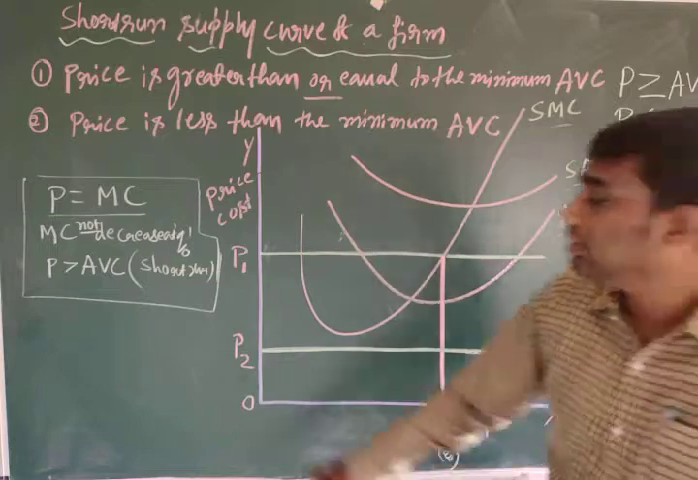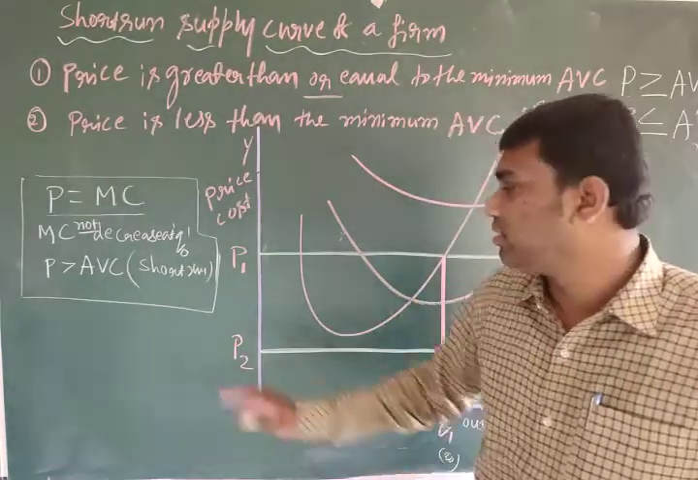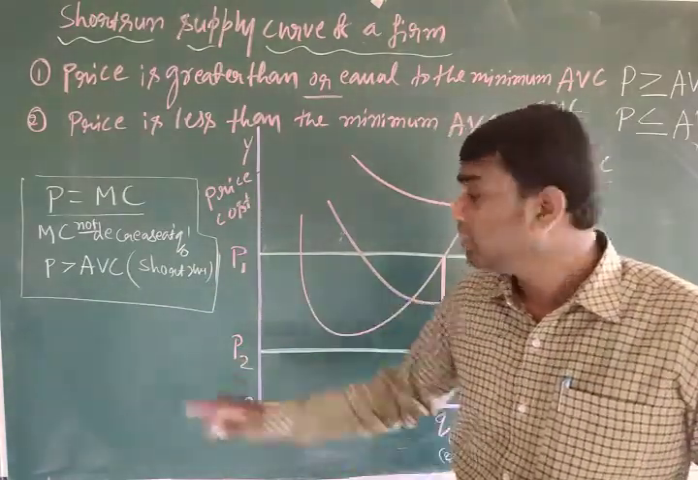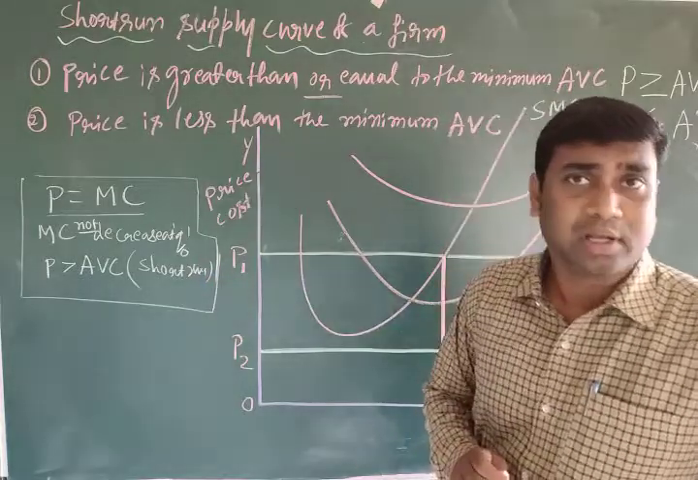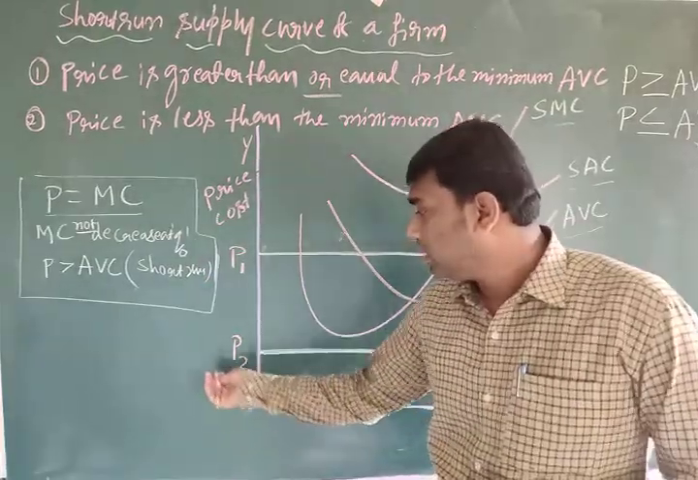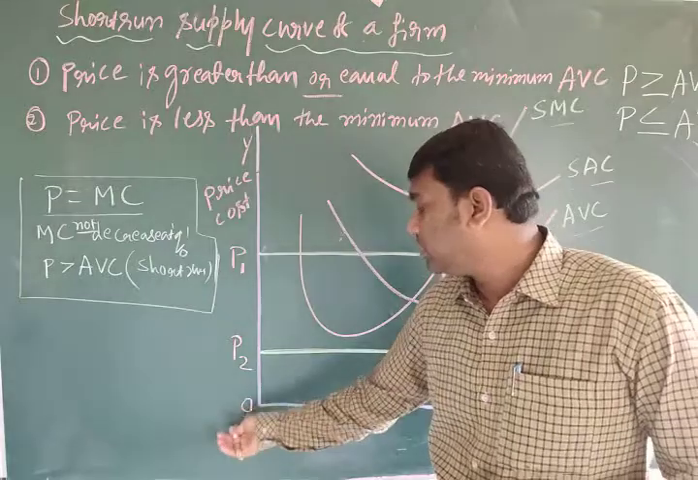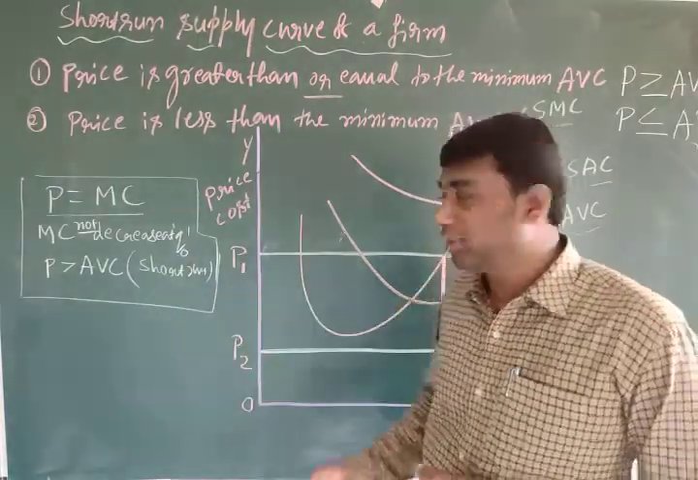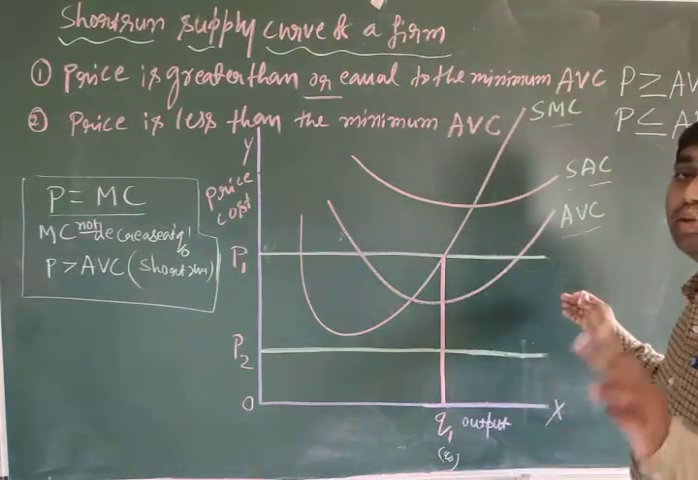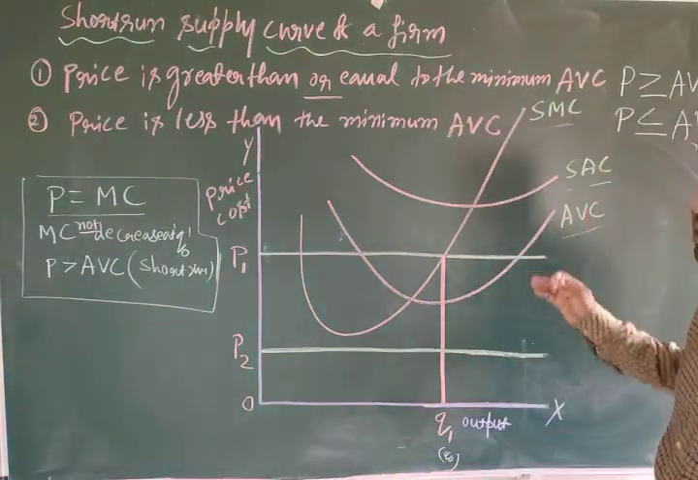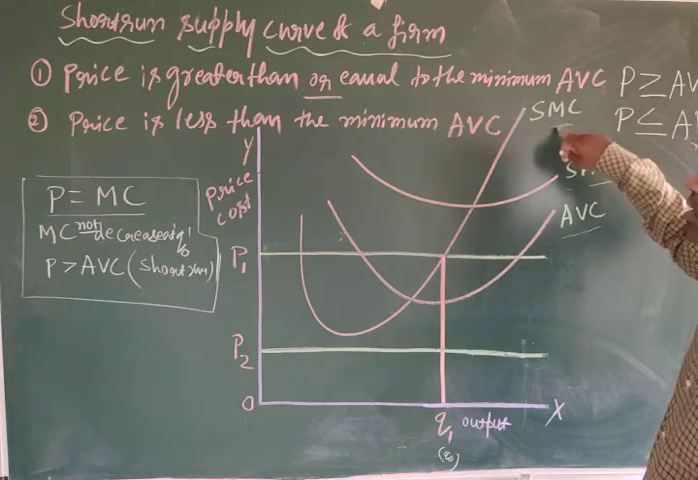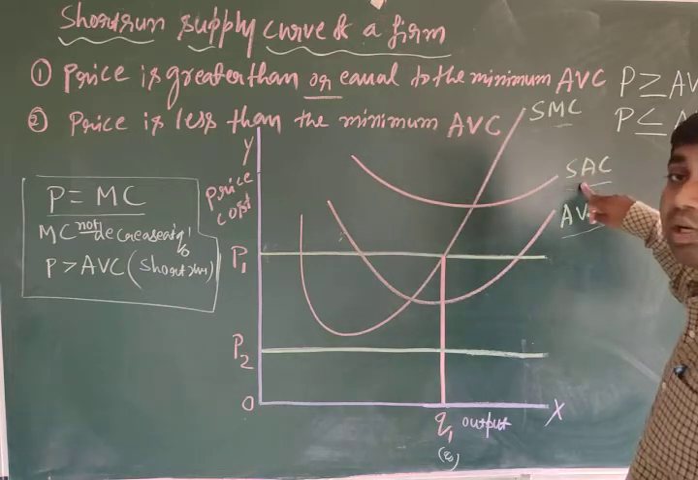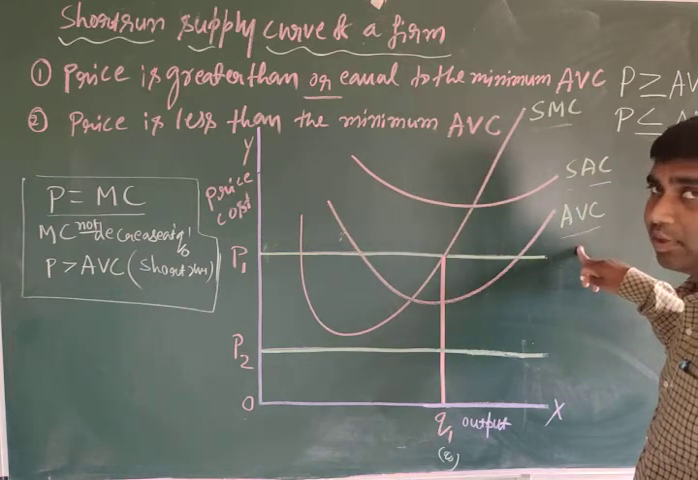Just imagination. This is 5, this is 10. This is decreasing, this is increasing. Right? This is 0, this is 1, this is 2, this is 0, this is 5, this is 10, this is 0, this is 50, this is 100. Imagination. Here we can observe two important price lines and three important curves. What are the curves? Short-term marginal cost curve, short-term average cost curve, and average variable cost curve.